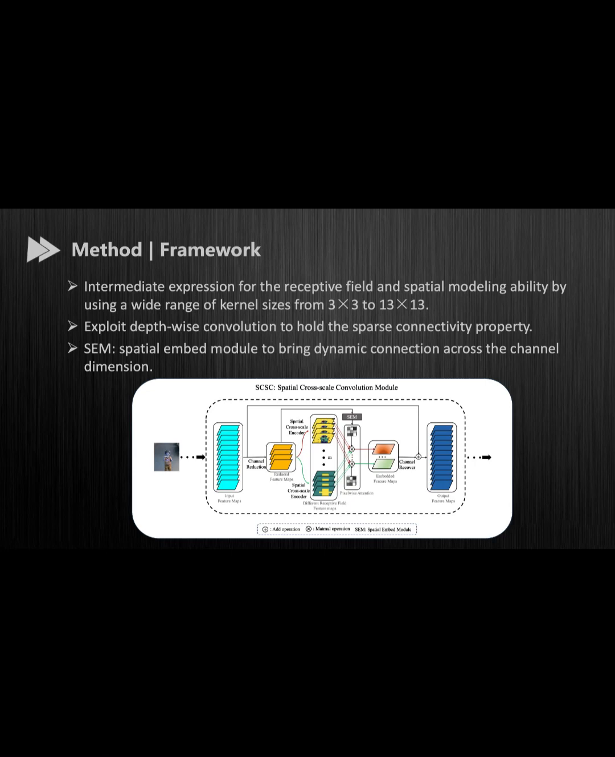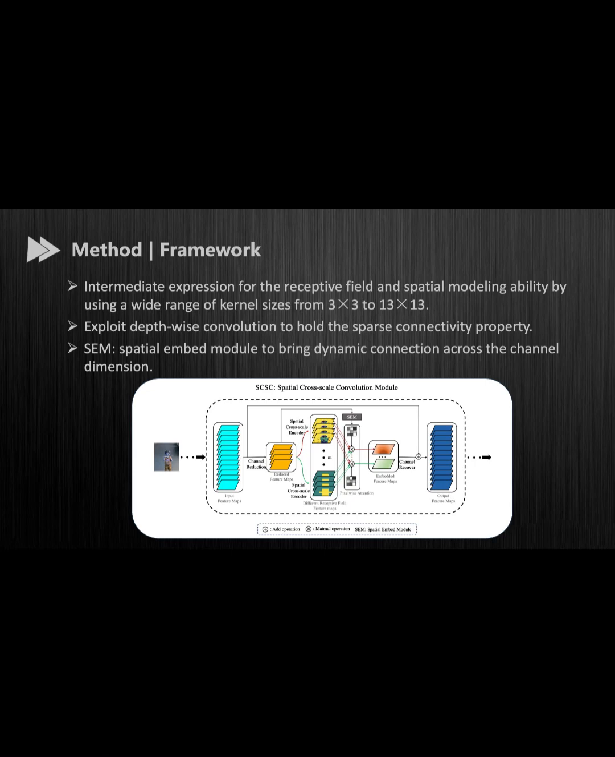As shown in the figure, for SCSC, different from the mainstream CNN small kernel size or the transformer's global receptive field, we design an intermediate expression for the receptive field and spatial modeling ability by using a wide range of kernel sizes from 3 by 3 to 13 by 13. Depthwise convolution is applied for its efficiency.